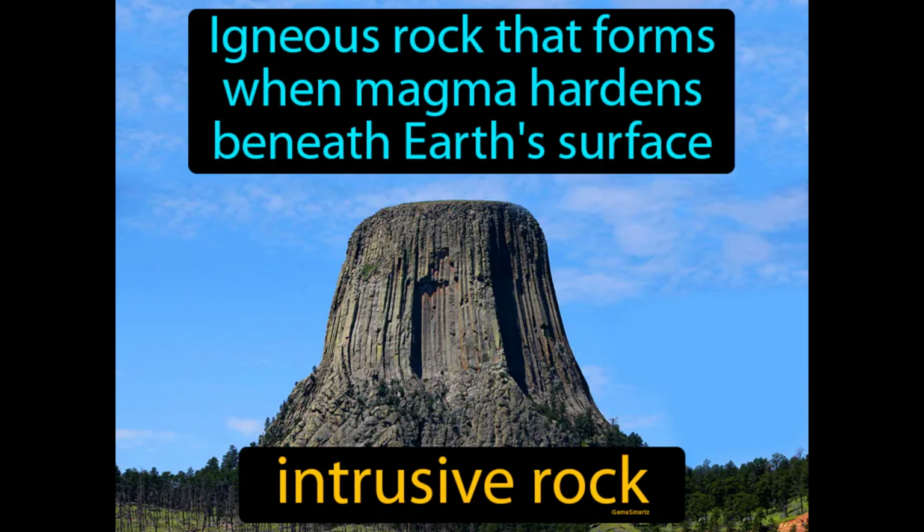Igneous rock that forms when magma hardens beneath Earth's surface. Intrusive rock. Intrusive rock is a type of igneous rock that solidifies from magma beneath the Earth's surface.